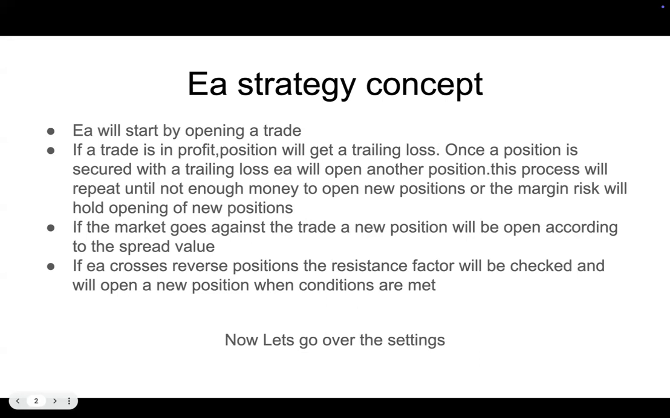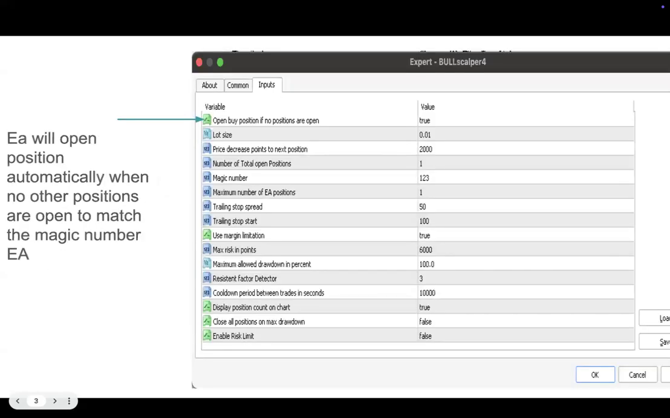new positions. If the market goes against the trade, a new position will be opened according to the spread value. If the EA crosses reverse positions, the resistance factor will be checked and will open a new position when conditions are met. So now let's begin. First up, we have the open buy positions.